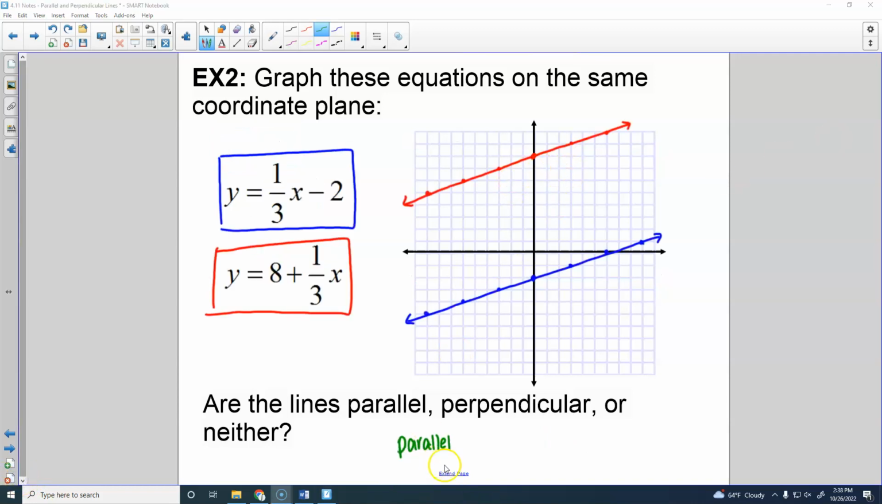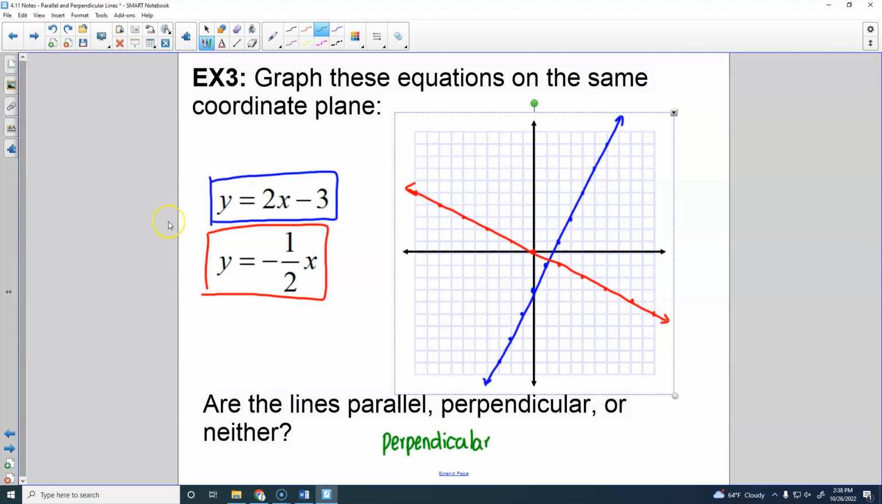Okay. Would you guys agree that this is parallel? Yeah. Okay. Does yours look parallel on your paper? I hope for number 2. Okay. All right. For number 3, you should have these 2 graphs here. Should look something like this. And those look perpendicular to me. All right here.